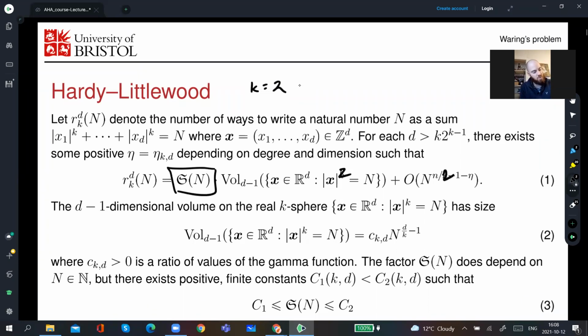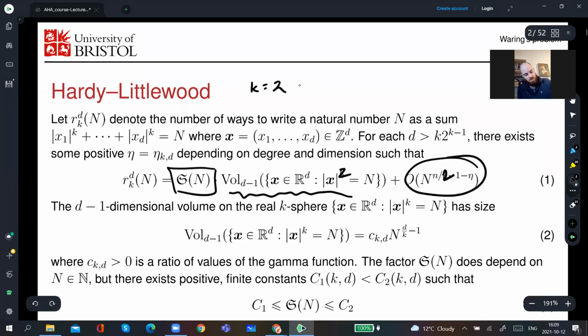So the point of this lecture will be to interpret that singular integral as a certain volume, and to interpret this singular series as actually a product of analogous p-adic volumes for the sphere. All the previous lectures were devoted to establishing that the error terms are of a smaller order of magnitude than the main term, which goes like n to the d over k minus 1 for a degree k equation, which for squares, where k is 2, is n to the d over 2 minus 1.